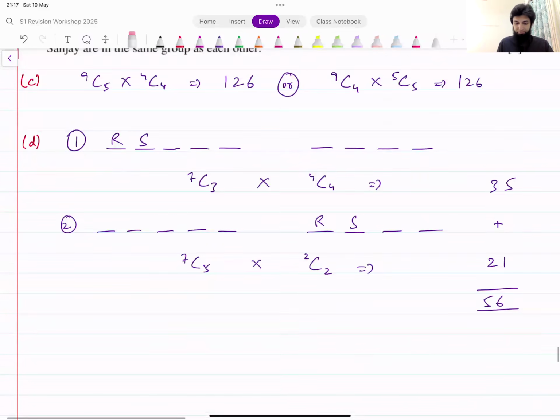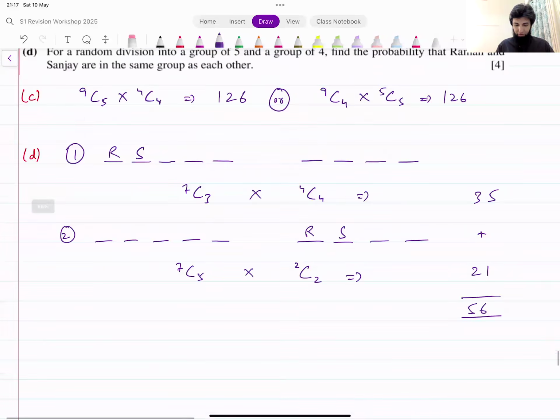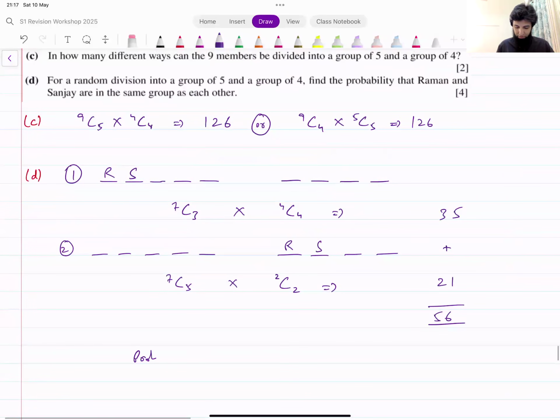And what's the probability? I think I forgot it when I copied this. What's the probability going to be? That would just be 56 divided by the total number of groupings. That's 126. And that will give the result. You can see whatever that is.